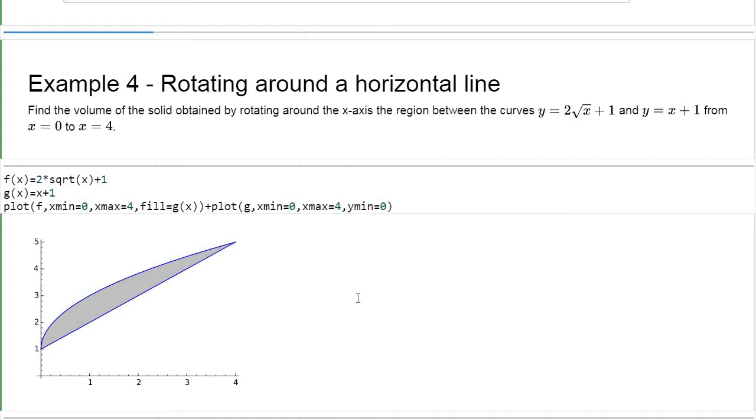Okay, so here's the region I'm rotating. I got two functions. The one on top is 2 square root of x plus 1. The one on the bottom is the line x plus 1. I want the region between them as x goes from 0 to 4. Okay, so here's my region. I'm rotating that around the x-axis.